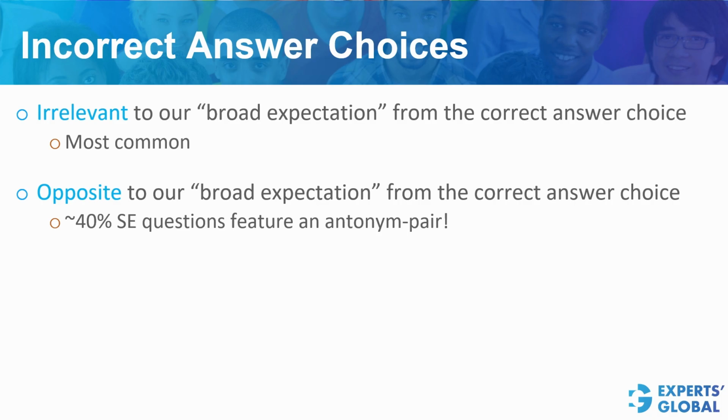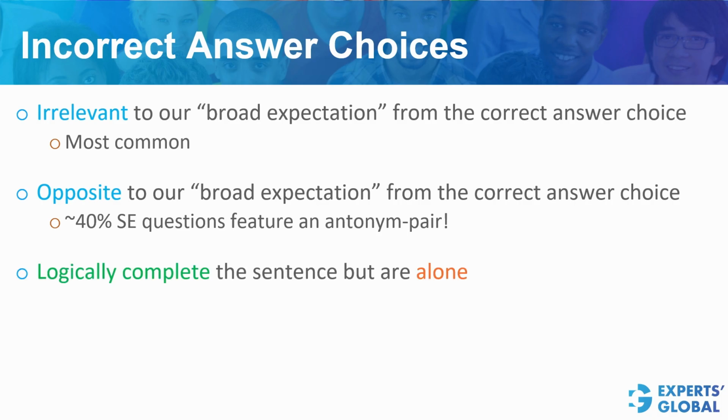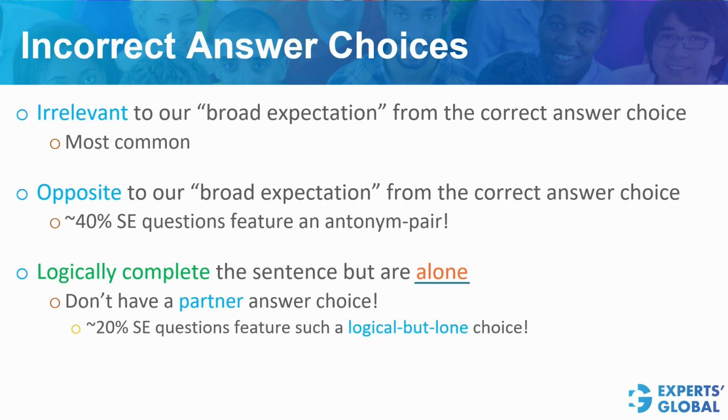Such pairs can be very comfortably eliminated. Then answer choices which logically complete the sentence but are alone, that means they do not have a partner answer choice, are not going to be correct. Remember, you need to select 2 answer choices that lead to similar sentences. Therefore, an answer choice that is alone without a partner cannot be correct, no matter how compelling it is. In fact, a good 20% of SE questions feature such logical but lone answer choices. Such choices make great traps.